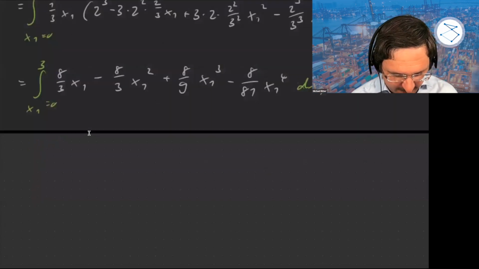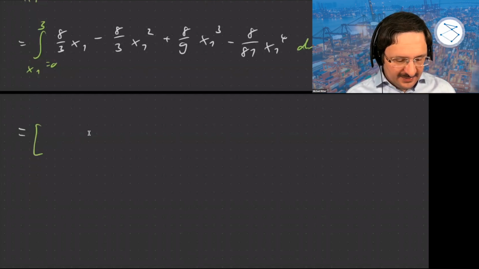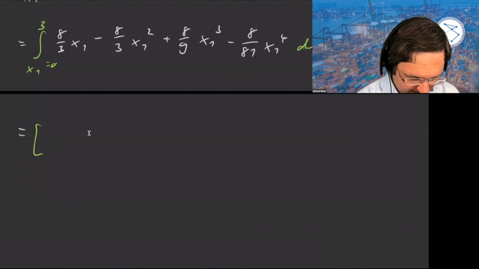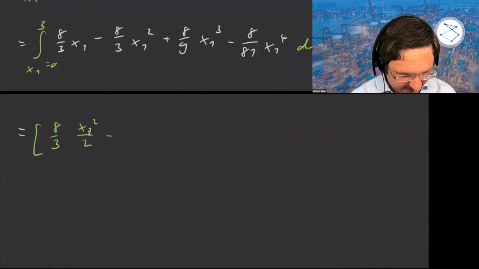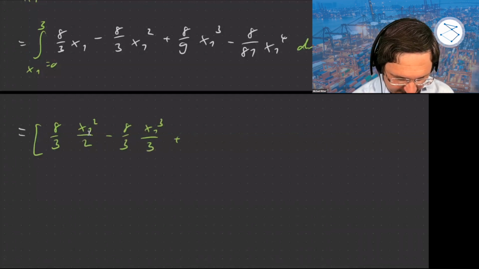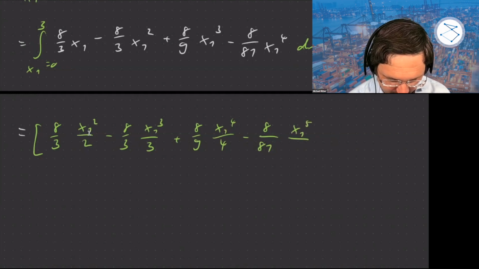All right, I hope I didn't mess up anywhere. So let's do the integration, almost the final step. 8 over 3 x1 integrated, that's 8 over 3 x1 squared over 2, minus 8 over 3 x1 to the power of 3 over 3, plus 8 over 9 x1 to the power of 4 over 4, minus 8 over 81 x1 to the power of 5 over 5, and the boundaries are 0 to 3.